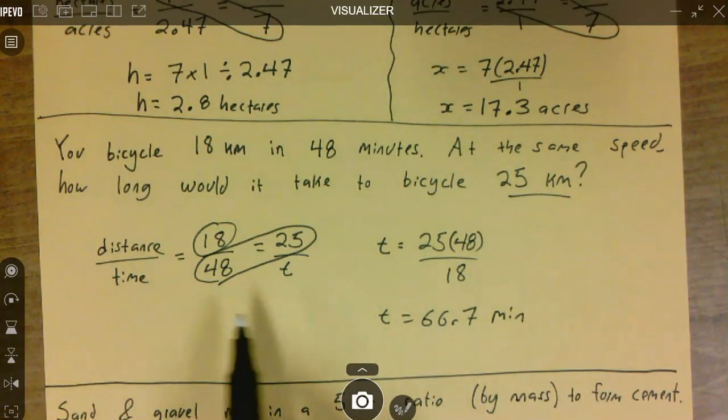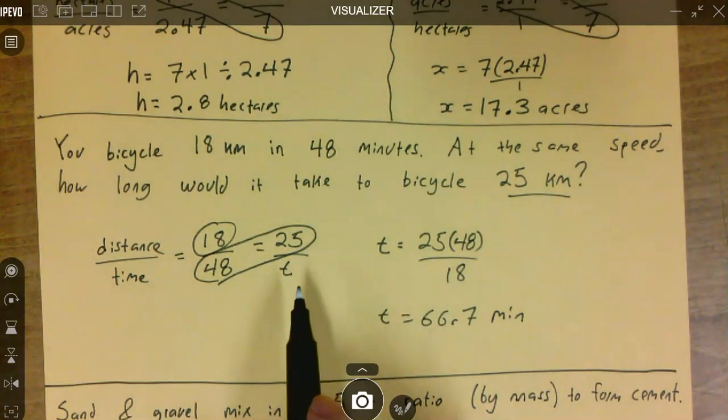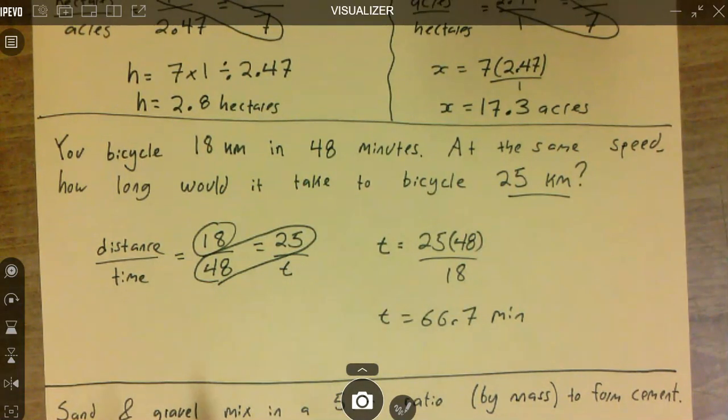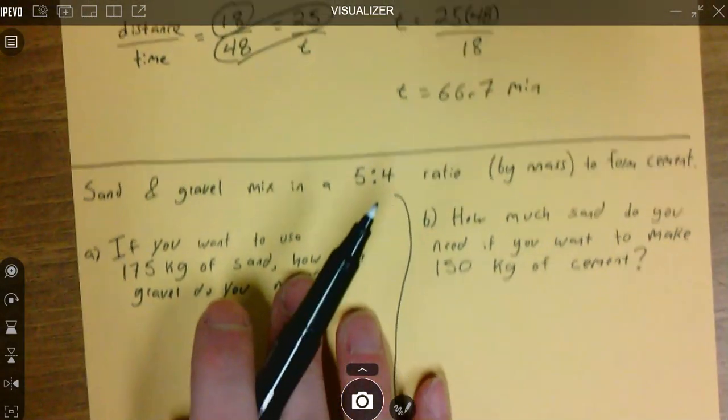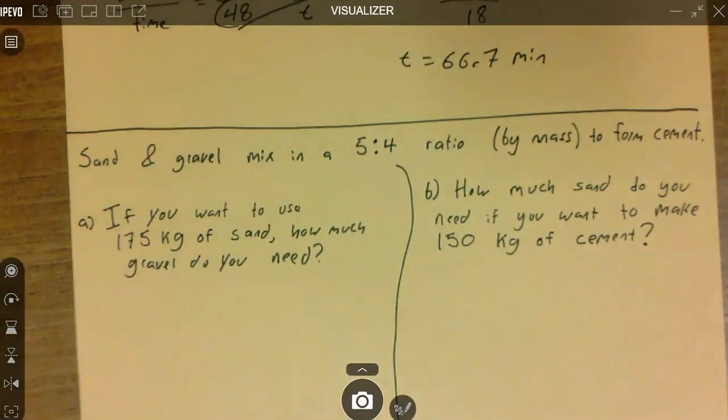What's nice about these is once we set them up, I could solve for distance, I could solve for time, as long as the ratios, the proportions, are equal or equivalent. I'm going to do one more question to show another kind of interesting thing that we can do with the same strategy. This is a kind of real-life engineering problem.